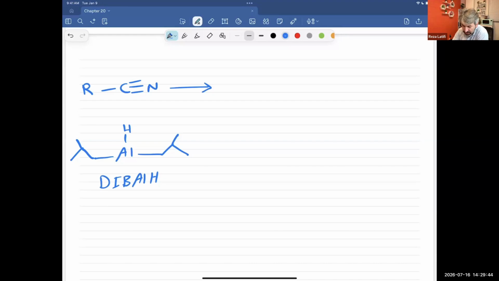And in that case, this H will be added to the system. So we get R, C, H, double bond here. We had 1 lone pair, now we get 2 lone pairs. There is a negative charge here. And in order to run this reaction and stop it here rather than going forward, we need to use a bulky reducing agent. It has to be bulky. Please don't get me wrong.